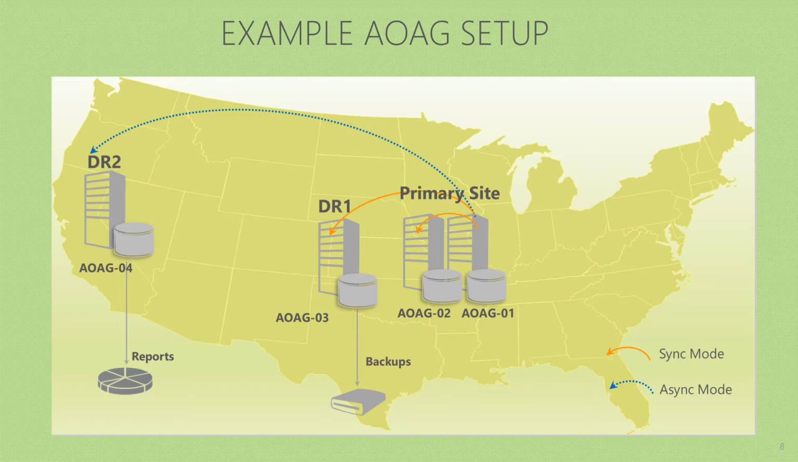We also see differences in the sync methods, with synchronous mode configured in Always On from the primary to DR1 and asynchronous mode configured from the primary to DR2. The reason for this is the longer physical distance between the primary site and DR2.